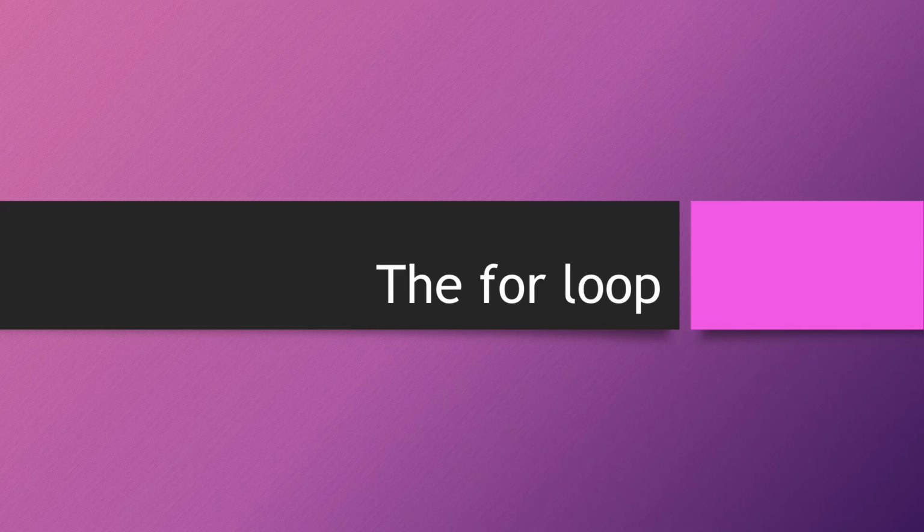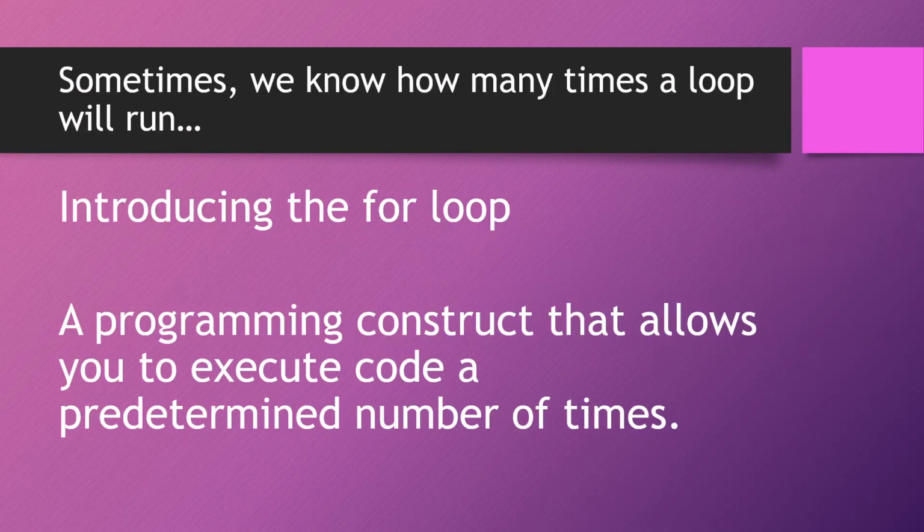But sometimes we know how many times a loop will need to run. Maybe we know that this loop has to run 5 times because we're going to ask the user for 5 different numbers. So, introducing the for loop. A for loop is just an iteration structure. It's a programming construct that allows you to execute code a predetermined number of times.